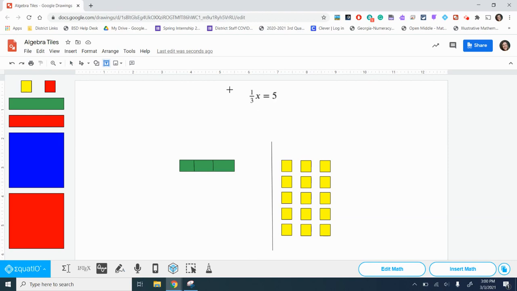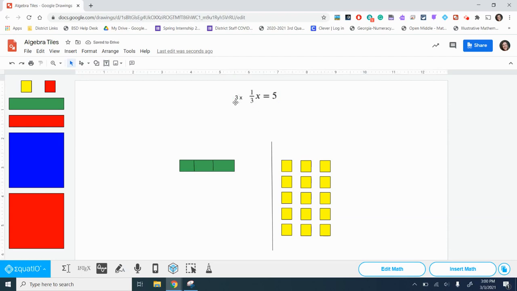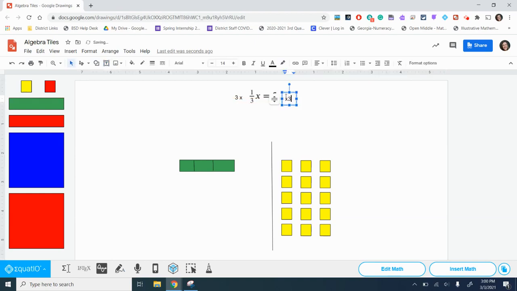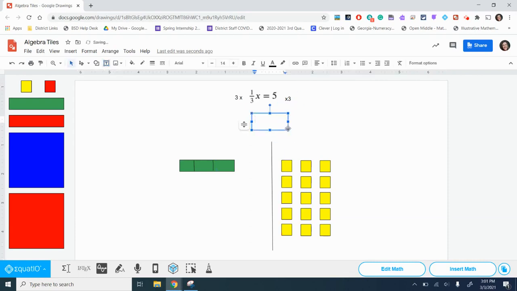So I want to go ahead and notate that up here. 3 times 1/3, or 3/1 times 1/3. 3 groups of a third is a whole. And then on the other side, I'm going to notate that as well, 5 times 3. And 5 times 3 is 15. So let's go ahead and write what we know now. So 3 groups of a third is a whole. So we have x is equal to 3 groups of 5 is 15. So x is equal to 15.